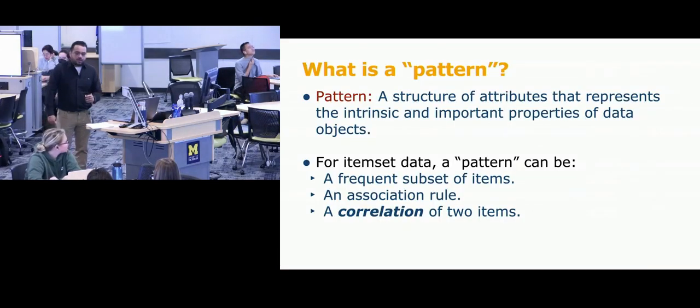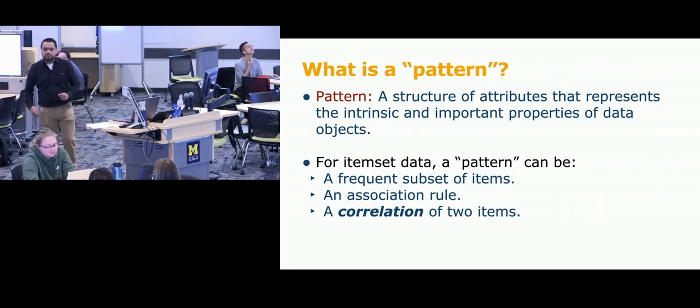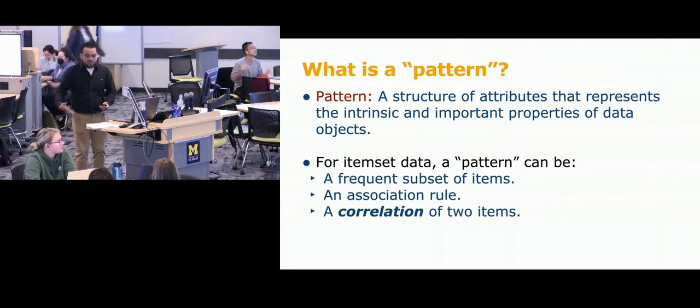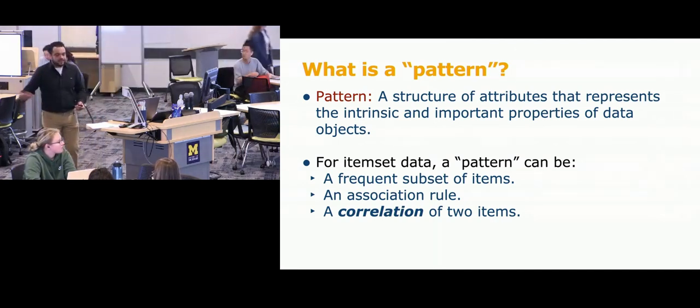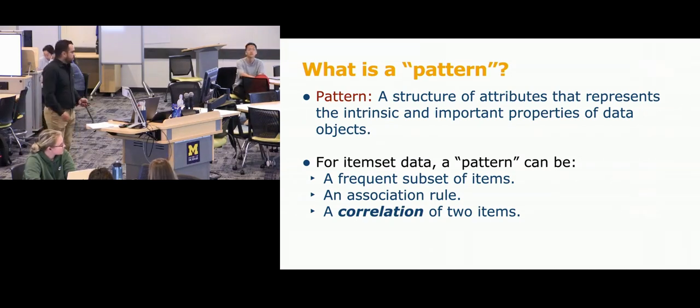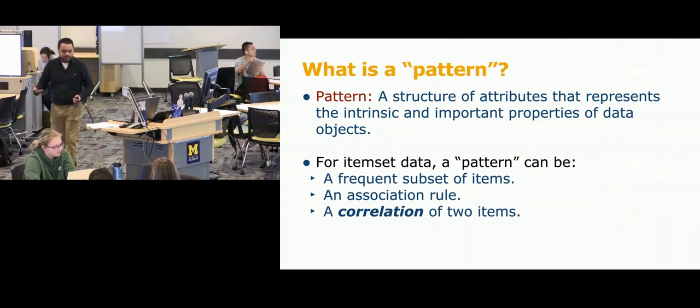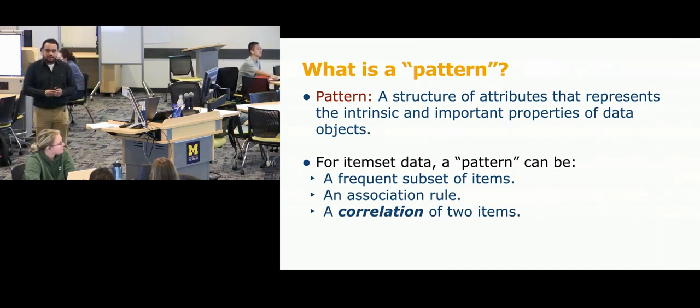So let's see what a pattern is. This is just a revision of what we studied last week. A pattern is a structure of attributes that represents some intrinsic or extrinsic characteristics of data objects, right? So think about it as characteristics of some type of data. Now, for item set data, a pattern can be a frequent subset of items. It could be an association rule, or it could be a correlation of two items.